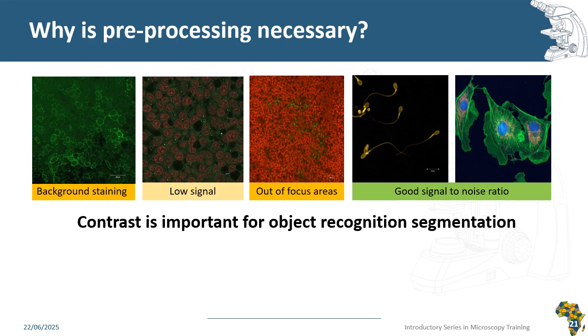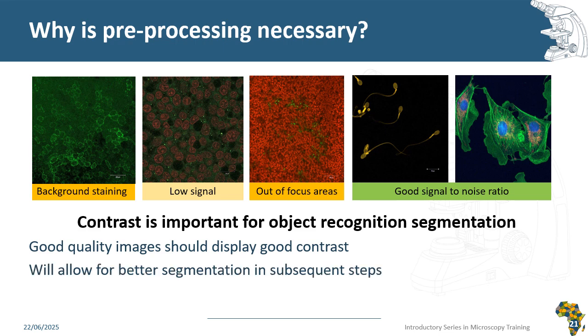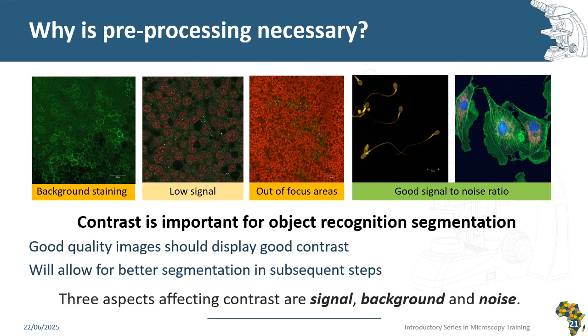Preprocessing helps to increase the contrast and improve in some way the signal to noise ratio. It is very important when you need to identify objects of interest, as we were saying, filaments, lamellipodia, cells, nuclei, mitochondria, really depending on your experiment. So good quality images should display good contrast, and that allows for better segmentation and for the subsequent steps like quantification, measurements, features, and so on.